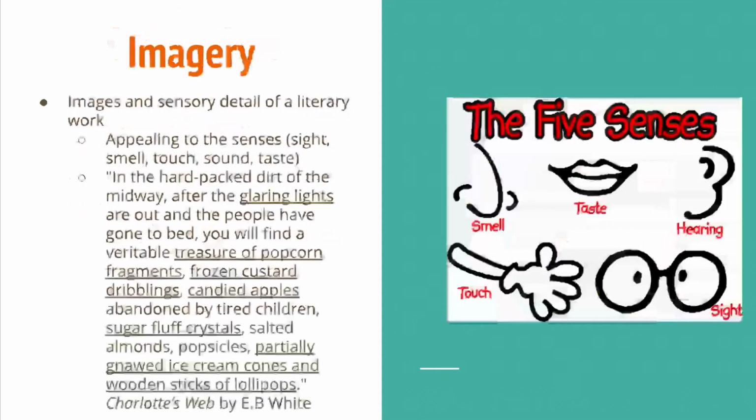We have imagery. So imagery is images or sensory detail in a literary work. Now this is when the author really wants to appeal to the reader's senses. And these senses include sight, smell, touch, sound, or taste. So a great example is present in Charlotte's Web by E.B. White. I'm not going to read through this entire excerpt, but you can. You can pause the video right here and read through it. As you're reading through it, you can really envision the stuff that's going on in this excerpt. You can really taste some of the things. You can hear it. You can envision it.